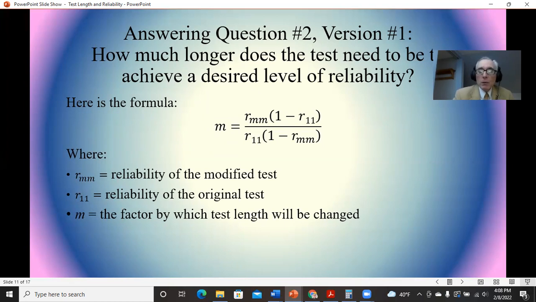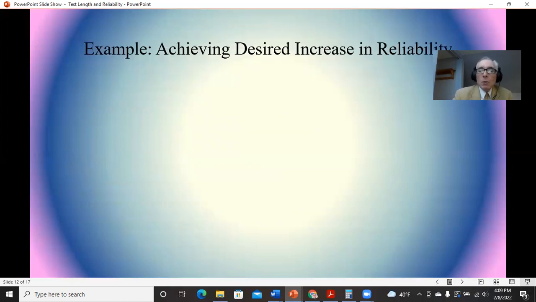So here you have this variation on the equation, but in this case, we are solving for M. We know what the reliability we want is going to be, RMM. Of course, we know the existing reliability. We want to know what we need to do to get from here to there. Anyone who has any liking for this stuff, you look at that, it's kind of an elegant equation, isn't it? It's nicely balanced.